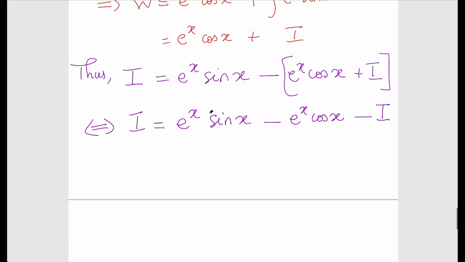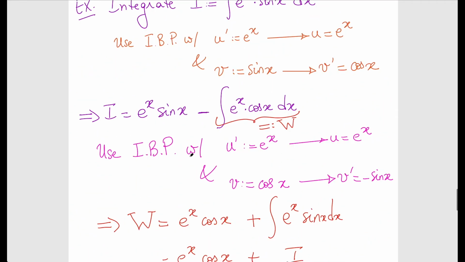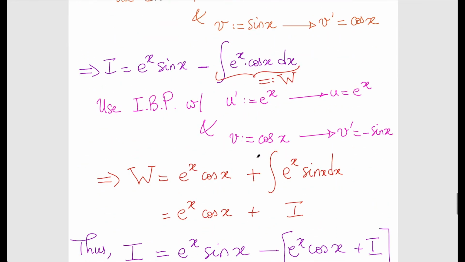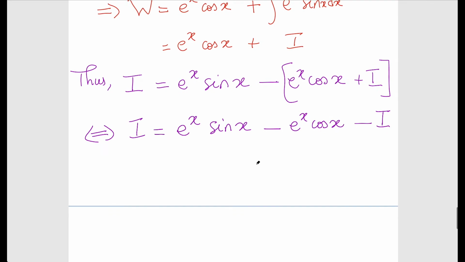Alright. And then let's solve for I, because that's the desired thing. We wanted to find what I is, correct? So let's solve for I. How do you solve for I here? You add I to both sides, right? If you add I here, you get 2I. And if you add I here, you lose this I. So you get e^x sine x minus e^x cosine x. Do you agree with me?